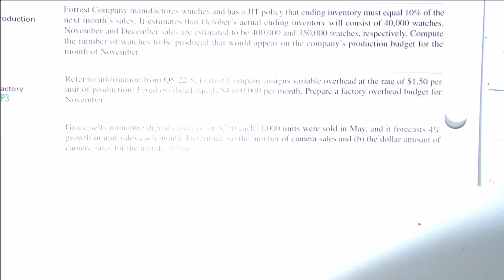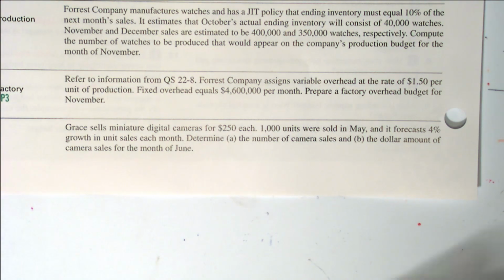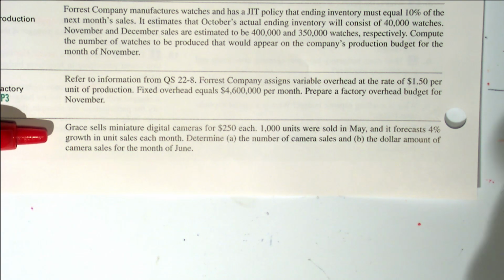Okay, Quick Study 2210, right here. Grace sells miniature digital cameras for $250 each. 1,000 units were sold in May, and it forecasts 4% growth in unit sales each month. Determine A, the number of camera sales, and B, the dollar amount of camera sales for the month of June, okay? So I'm going to ask you to kind of prepare a little sales budget for this.